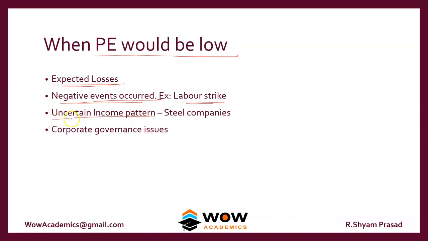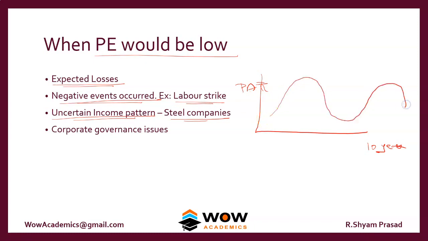If a company has an uncertain income pattern, for example, steel companies, okay, so if you compare two companies, for example, steel companies, over a period of like 10 years, this is the 10 years and this is their profit after tax. So steel companies will have a profit after tax like this, because in years of economic peak, the profit would go high. In recession years, the profit would go down. So that's how it keeps on moving.